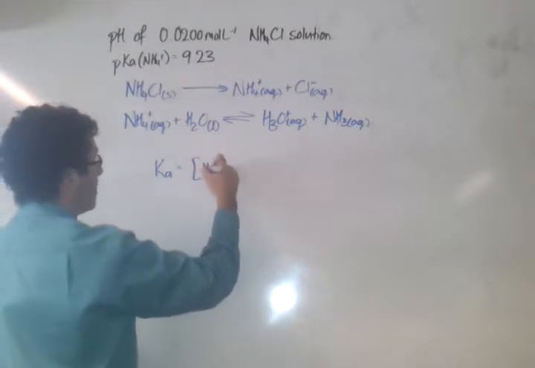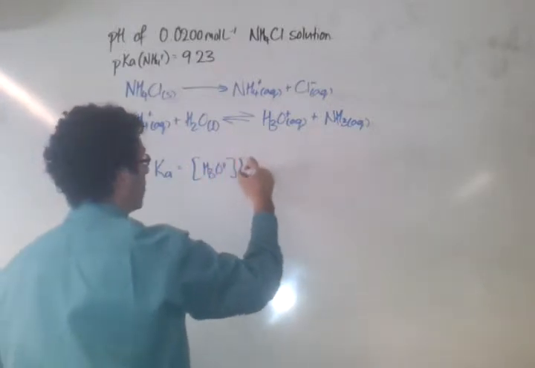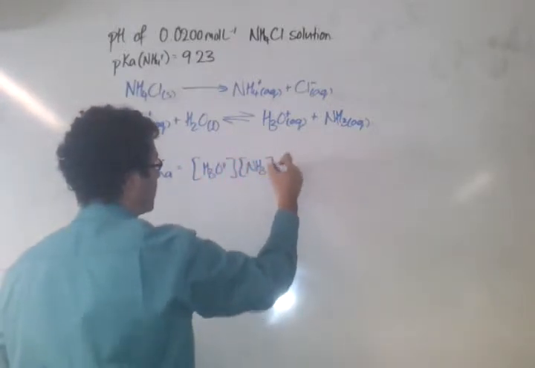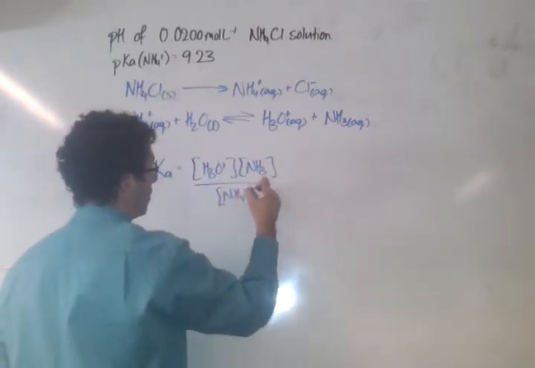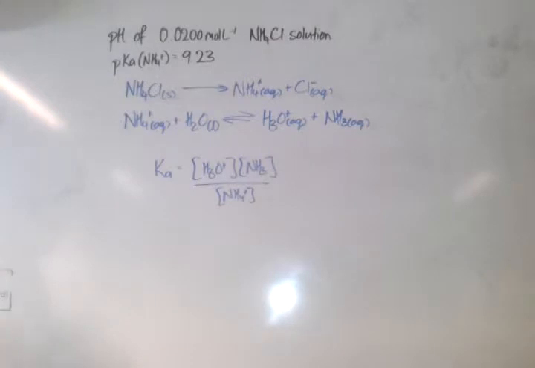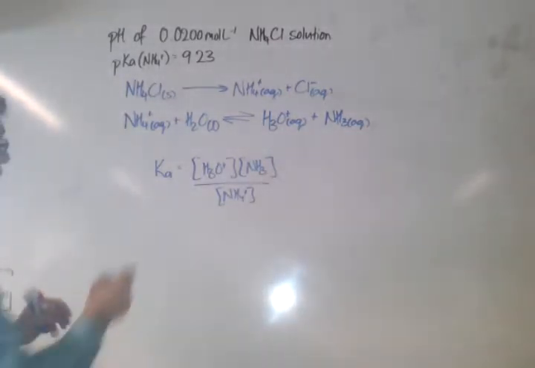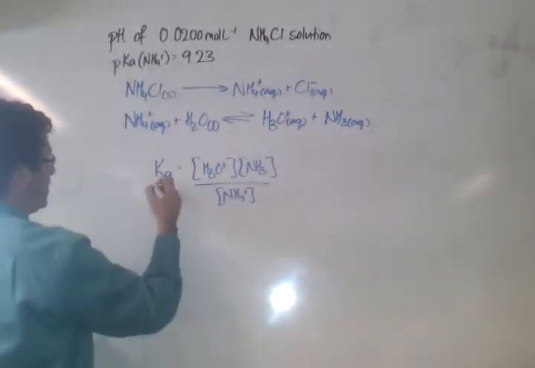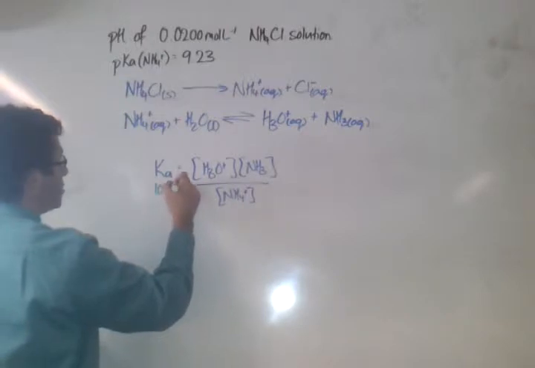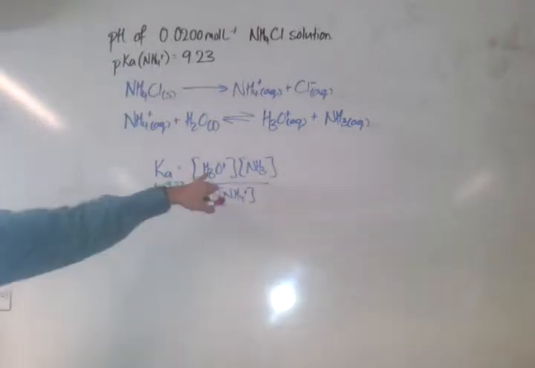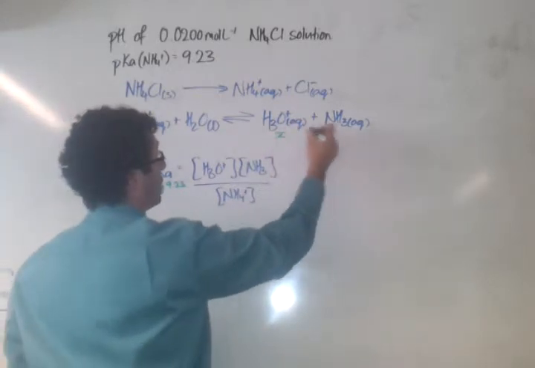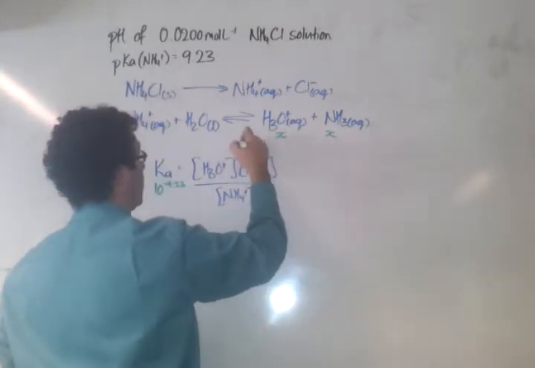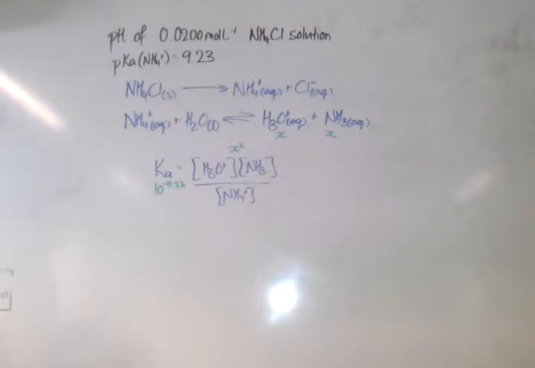And so I fill this out. Sorry about leaving out states of matter, but that's just for speed. And I actually know quite a few of these values. Ka from pKa is going to be 10 to the power of negative 9.23. These two are going to be the same or very, very close to it. So I can put x squared up here. Or can I? And this is where it's a key thing.